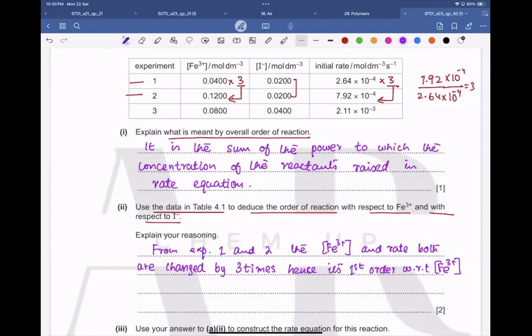Now the other one is a little complicated, so I want you guys to be really focused to understand the next thing. Because if we compare experiment 1 and 3, or experiment 2 and 3, in both cases the concentrations of both reactants are getting changed. So I want everyone to be very focused, okay?